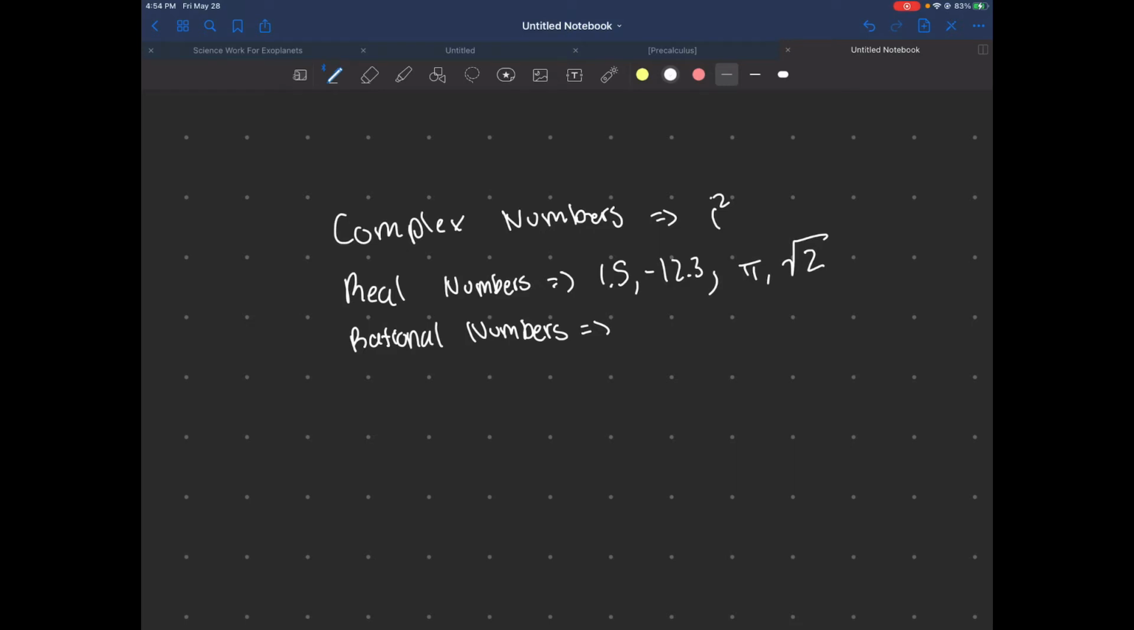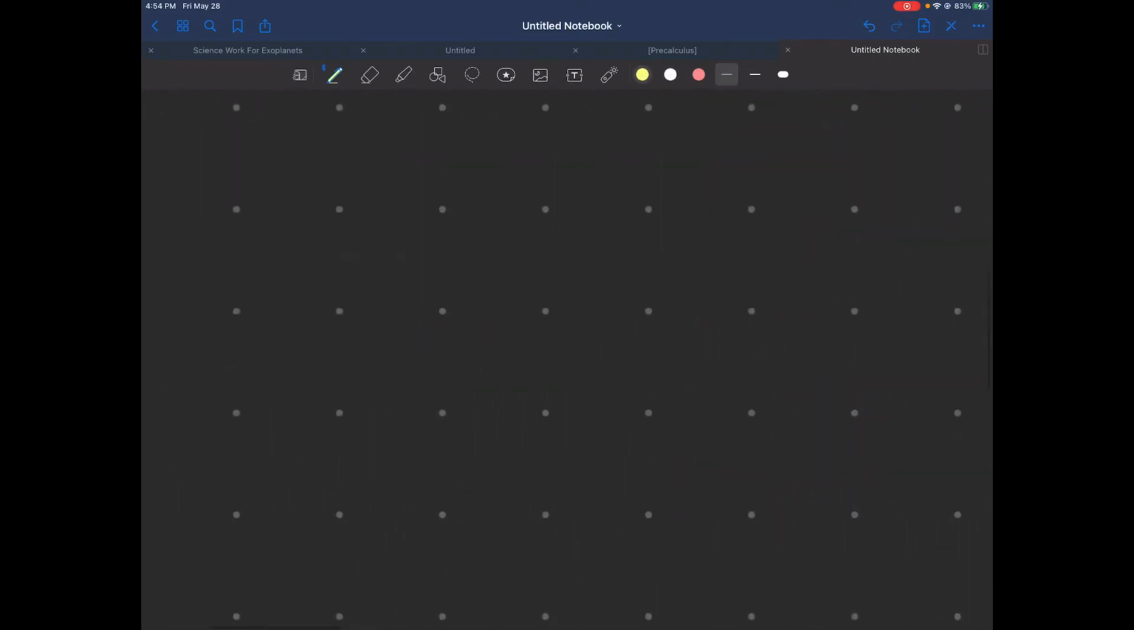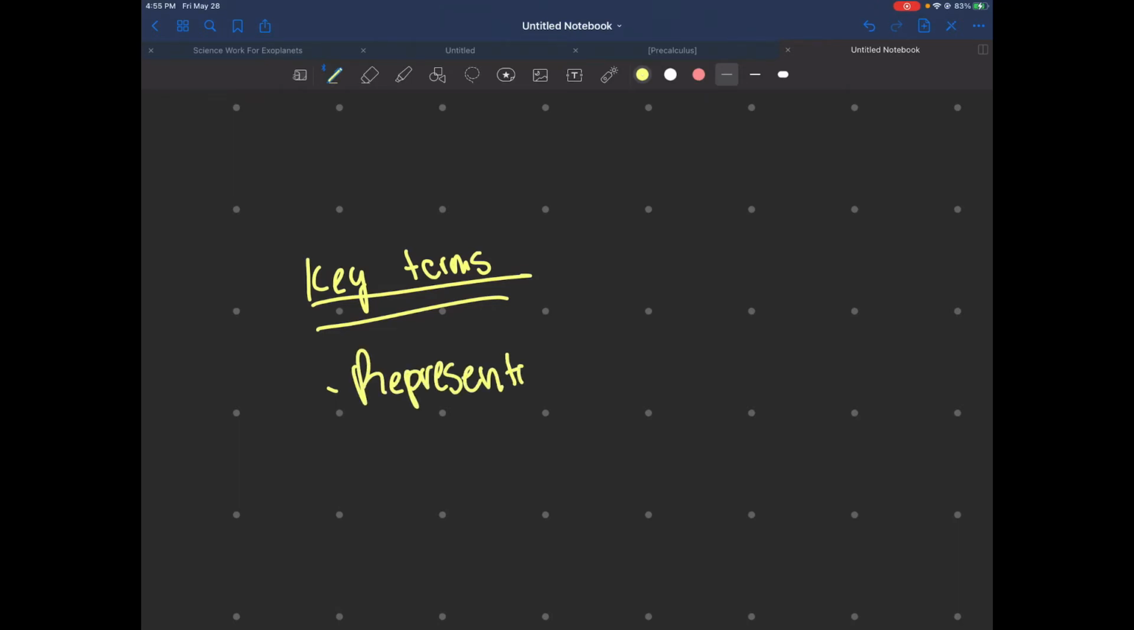Now, rational numbers, they're things like 4 over 2, things like 1 over 4. They could be rational, which means that they could be talked about in a fraction, in a representational fraction. So let me write that for you. Key terms: representational fractions.